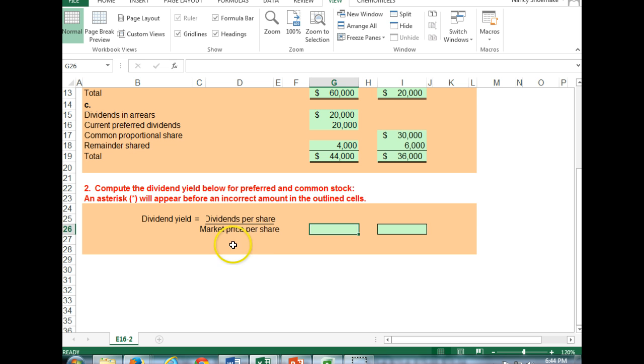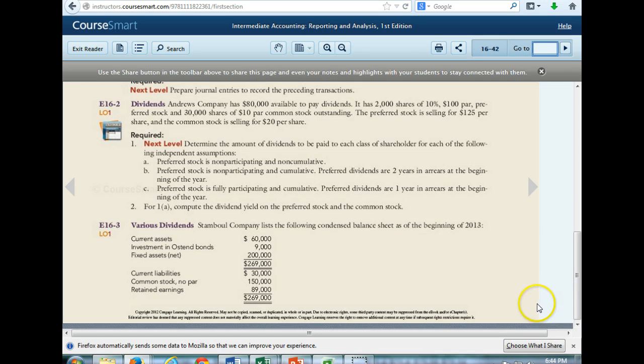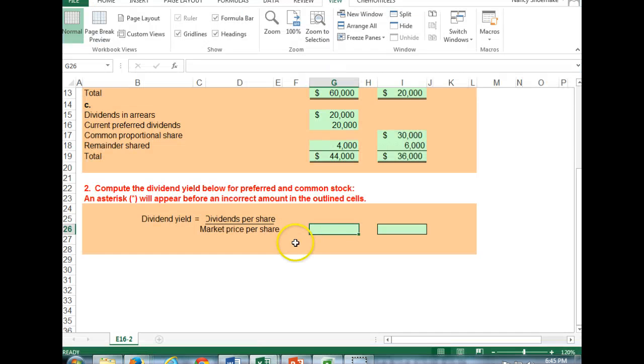Okay, number 2. How are we doing, guys? I'm going to ask you that probably too often, and you're going to get sick of it. For 1A, compare the dividend yield on the preferred stock and the common stock. What are they asking? What do they mean dividend yield, guys? Dividends per share divided by market price per share.